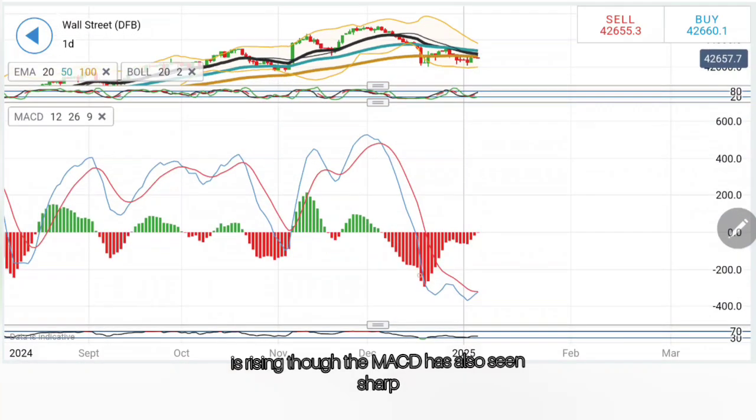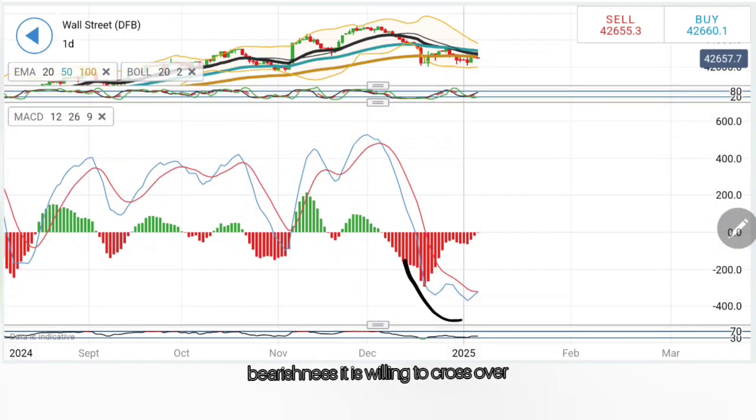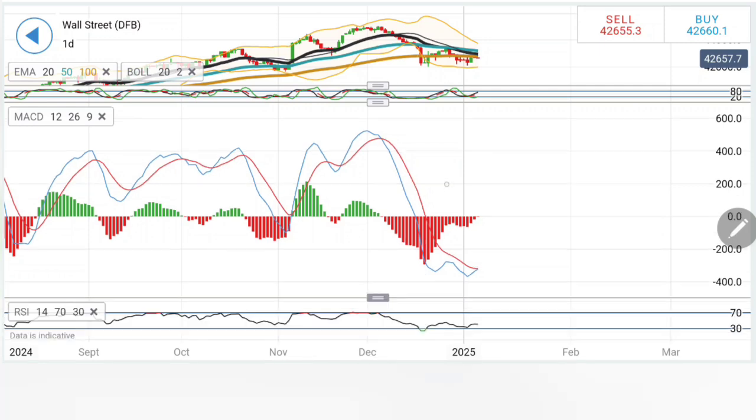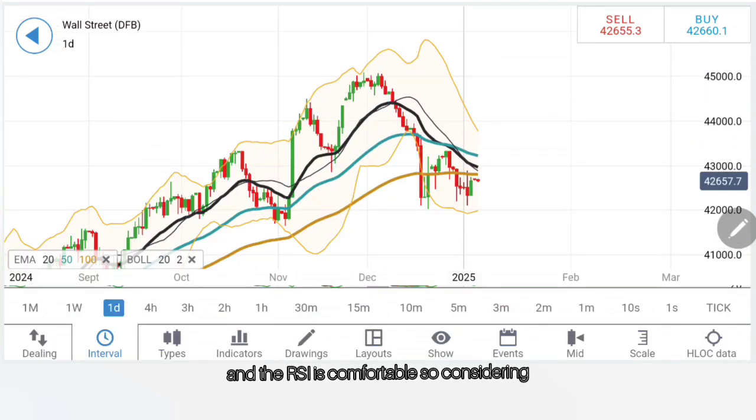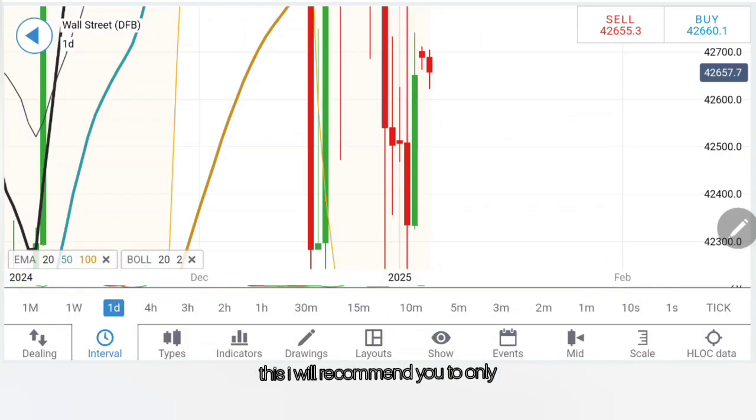The stochastic is rising, though the MACD has also seen sharp bearishness. It is willing to cross over, and the RSI is comfortable. So considering this, I will recommend you, only if you see it staying above the 42,700, 720 zone, expect 42,800, and then 42,900, 43,000 levels should appear. Beyond 43,000, stay bullish for the day, for the week. 43,200, 43,500 should be there.